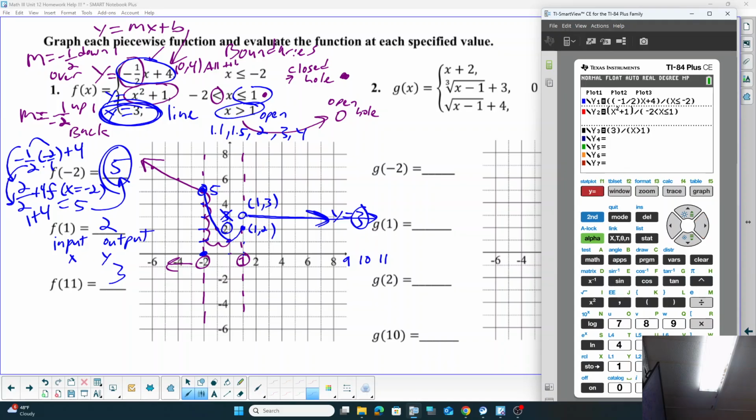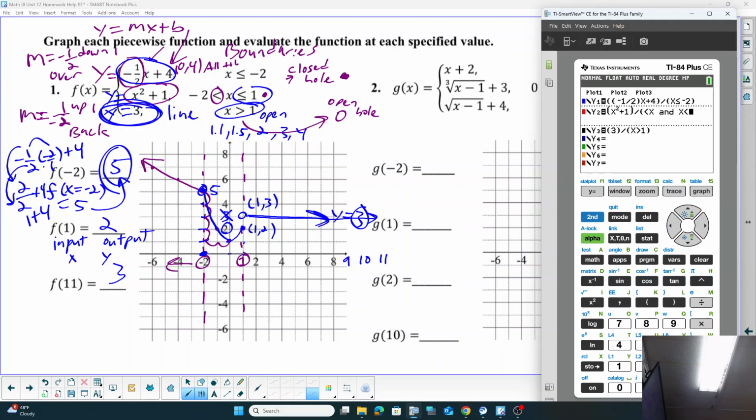So go to y equals. So x has to be greater than -2. Let's give that a try, and less than or equal to 1. Let's give that a try. So x has to be greater than -2. So let's try that one, I guess.